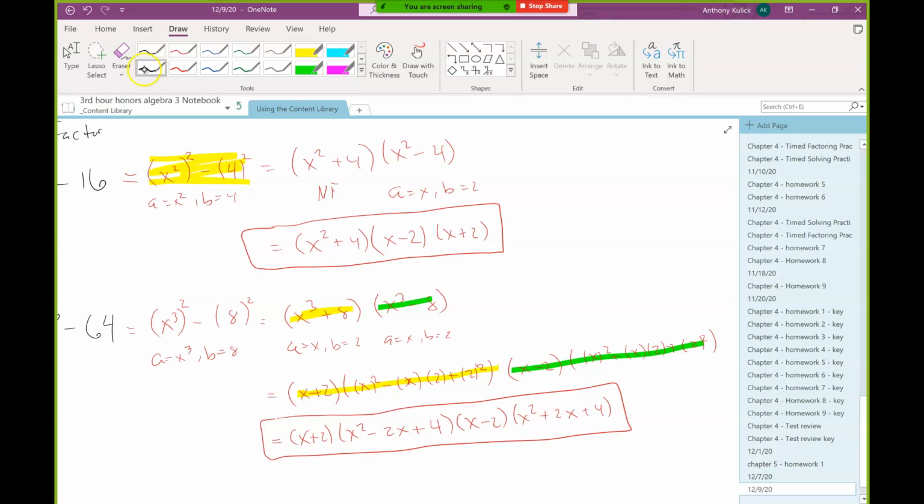So there's that. So again, with these differences of two squares, we have to be a little bit careful to check to see if there's more factoring that we can still do after we're done.